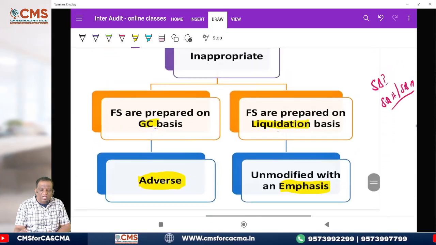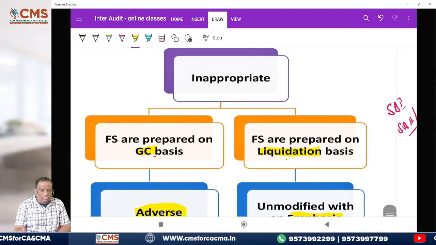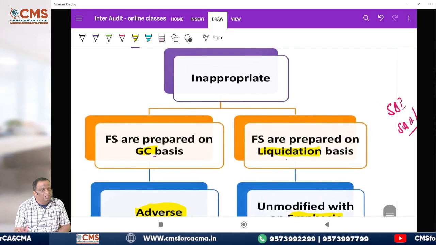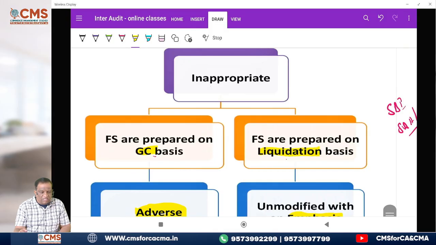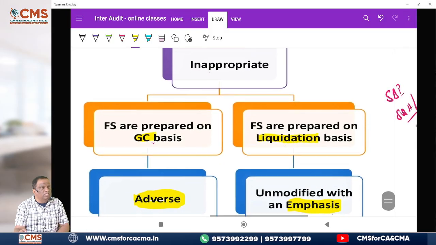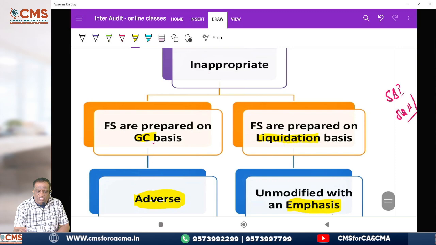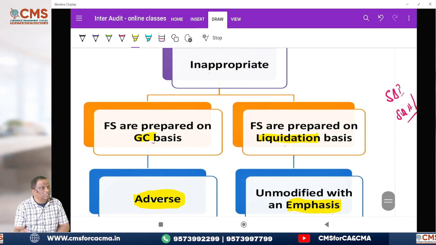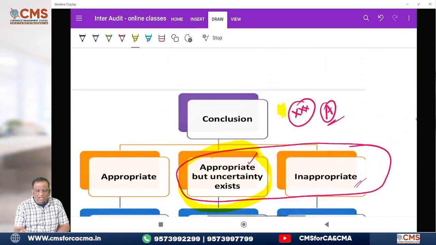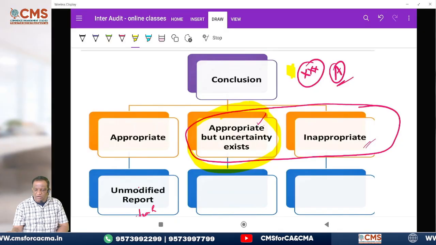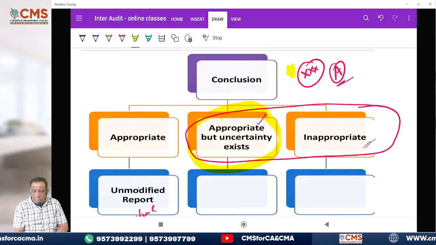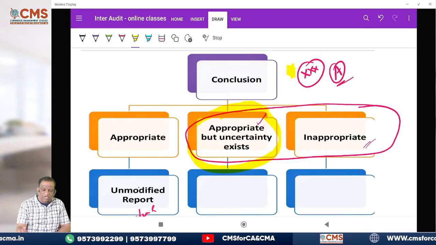Then the third one, inappropriate. Then what will you do? Then you will see how the management has prepared the financials. If they are prepared on a going concern basis, which is wrong, then you will issue an adverse report. And if they are prepared on a liquidation basis, you will issue an emphasis report. Now, I will hold back here because this is the important point, and if I pass this on without discussing, it will be difficult for you.